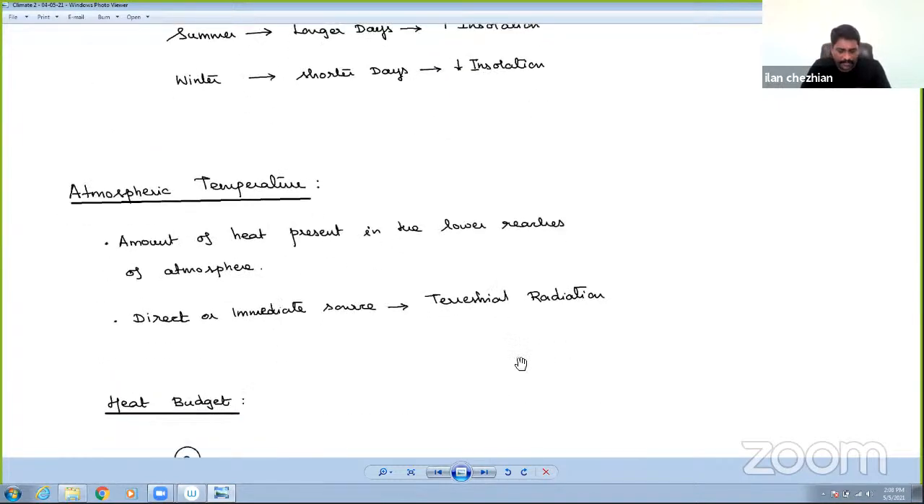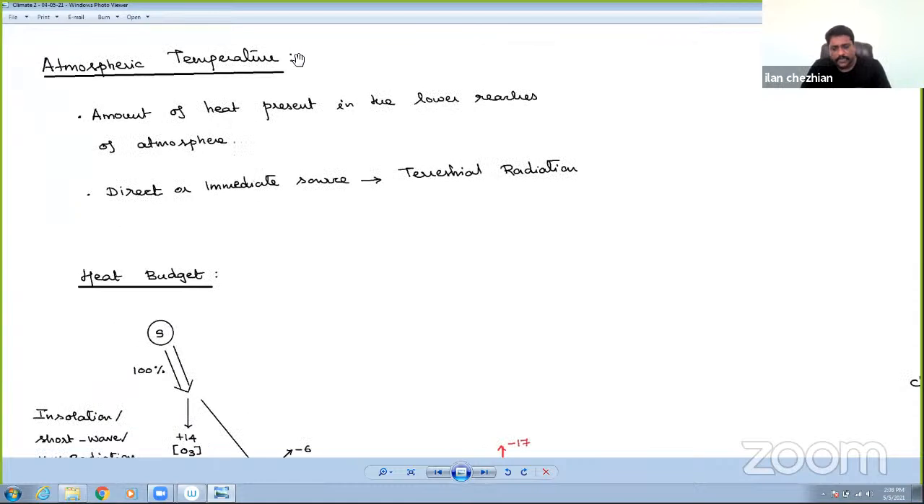Right, my friend. Then, when talking about atmospheric temperature, insolation-resulted atmospheric temperature we have taken. What is atmospheric temperature? Heat present in the lower reaches of atmosphere. This is what you call as what? Atmospheric temperature. Okay. So somewhere we said, my friend, right? And about atmospheric temperature, the immediate source, the direct source of atmospheric temperature is what?